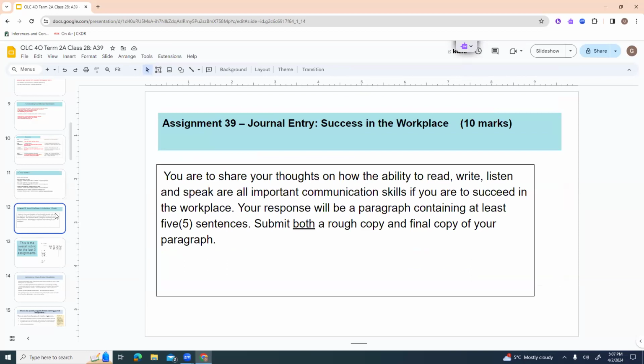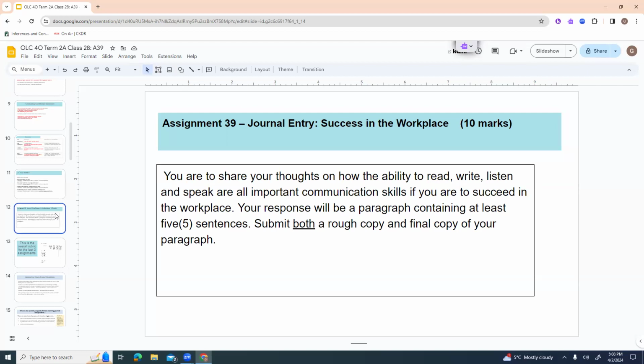All right, so moving on to assignments. Today is the last assignment in Unit 3, and then tomorrow we will begin work on Unit 4. Just like always, we end with a journal entry. This one is on success in the workplace, and it's 10 marks. I want to read this carefully because this is a journal that really commonly gets mixed up, and people will write stuff that's very off topic. So I want to make sure we really discuss this today.